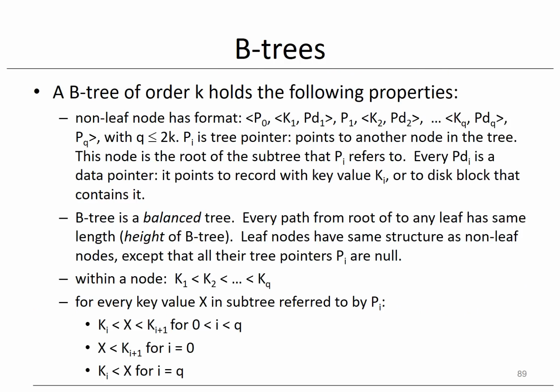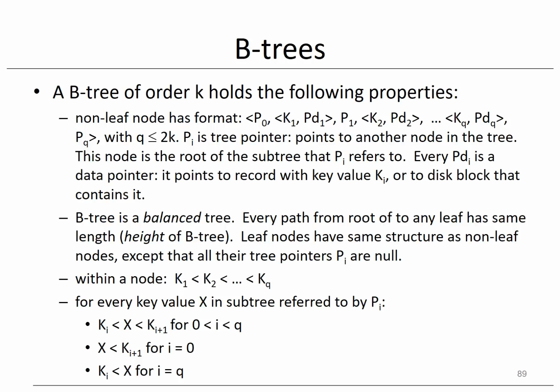A B-tree of order k holds the following properties. Every non-leaf node is of the following format: P0, K1, PD1, P1, K2, PD2, up to Kq, PDq, Pq, with q less than or equal to 2k. Every Pi is a tree pointer. It points to another node in the tree. This node is the root of the subtree that Pi refers to. Every PDi is a data pointer. It points to the record with the key value Ki or to the disk block that contains this record.